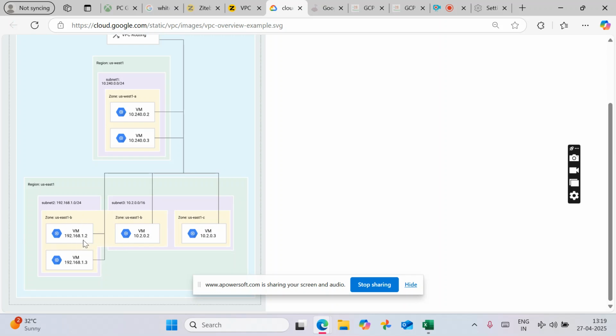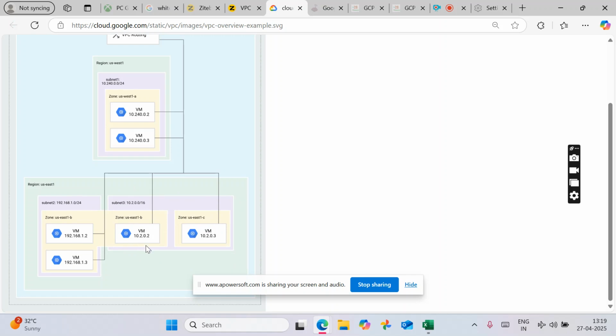And the GCP resources, VMs, you can see three VMs are available. And you can see the two VMs, although they are configured in different zones, can be accessible within the two zones, because the subnet has the privilege to access multiple zones. A subnet can access more than one zone. That is the understanding we need to have.